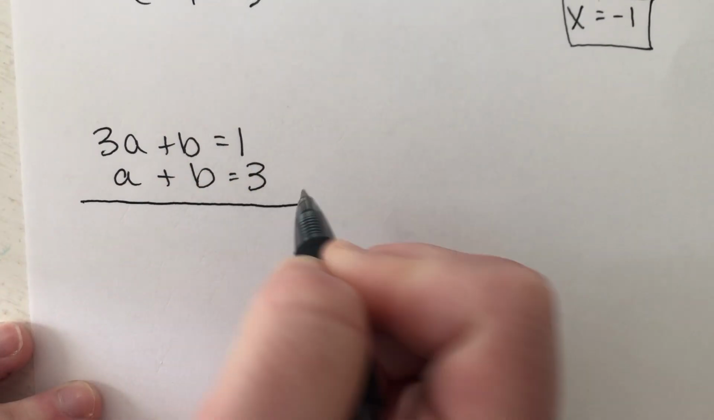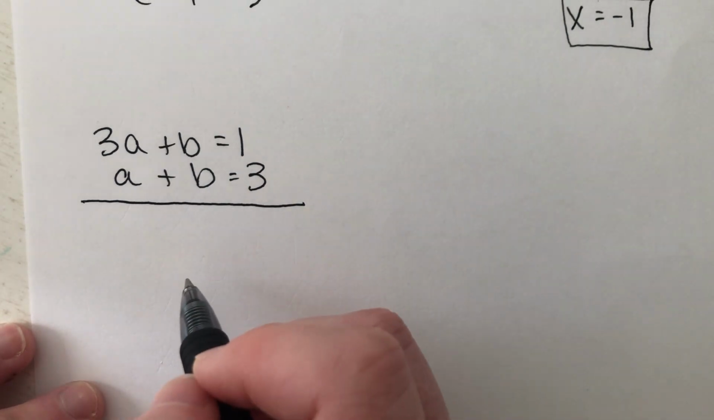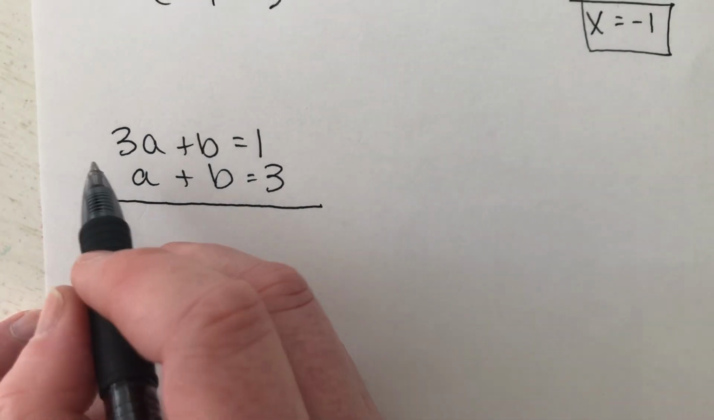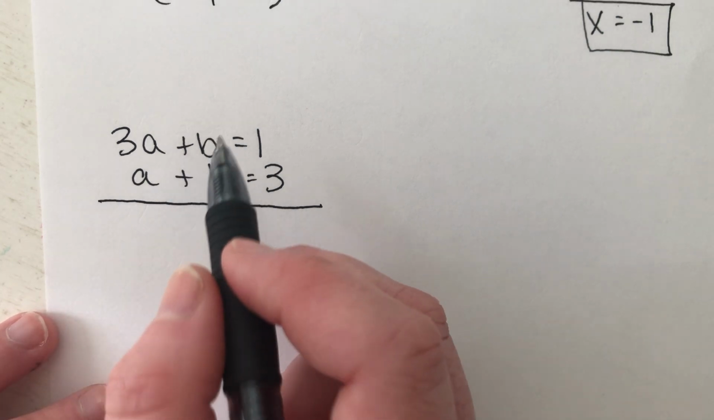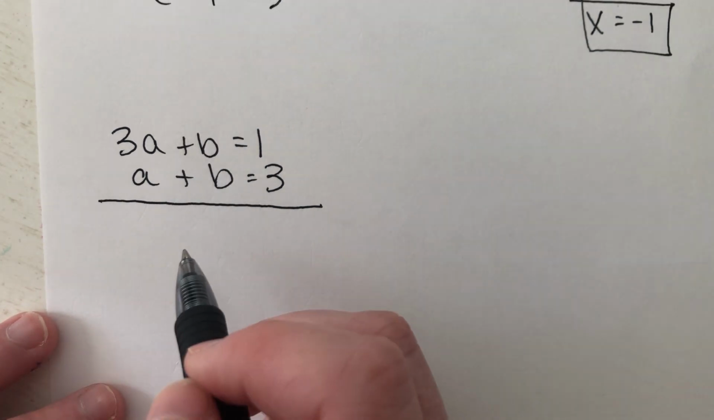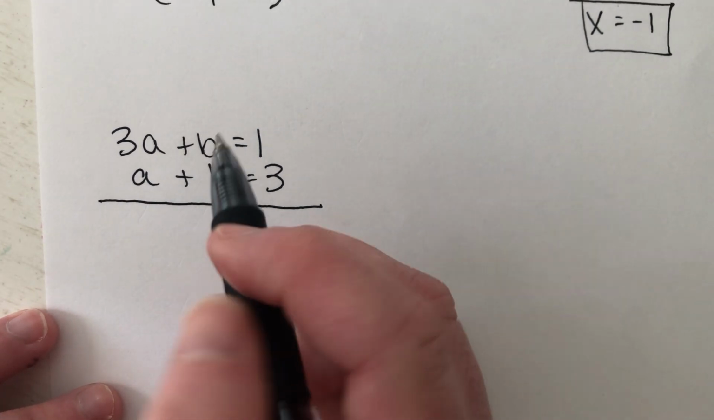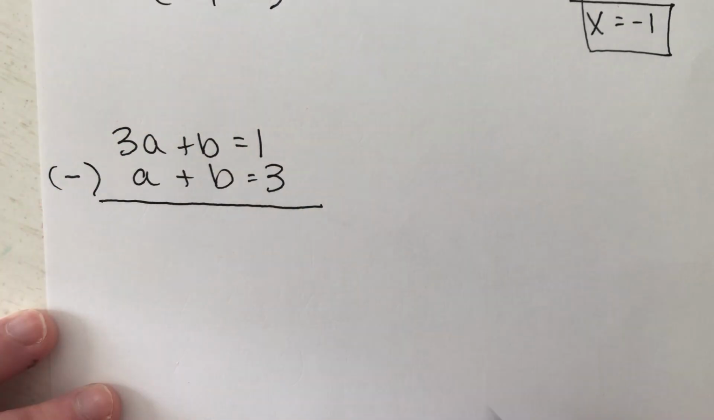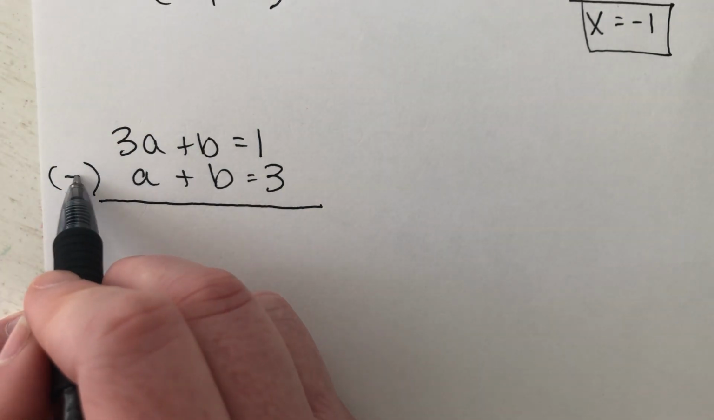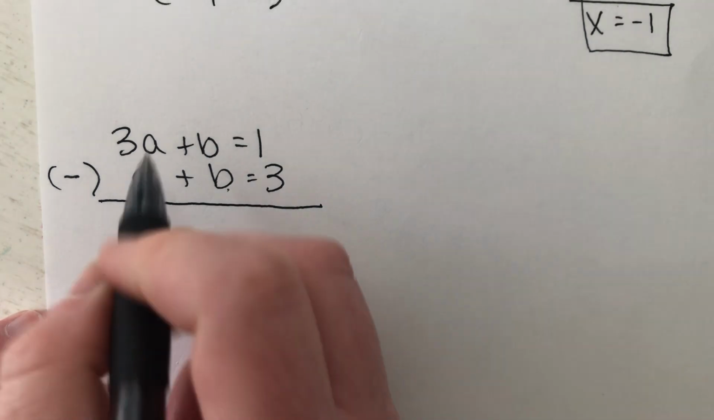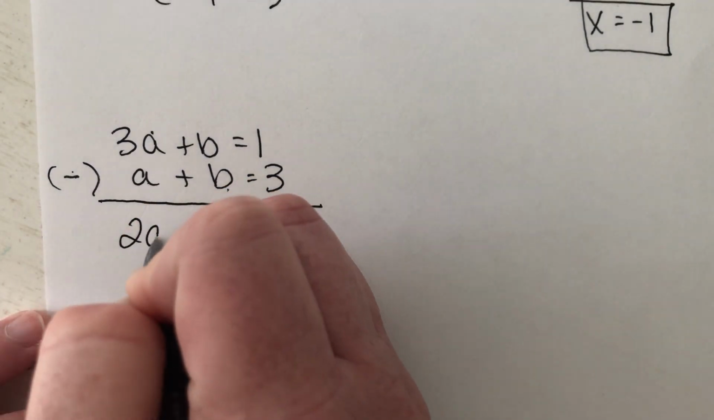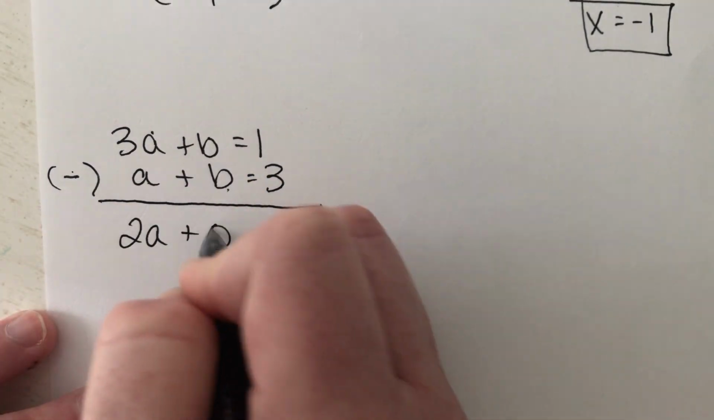So then the next thing I look at is, okay, do their signs match? Yes, they do. When the signs match, I can't add them because my whole goal is to eliminate, and b plus b is 2b. It doesn't go anywhere. So I'm going to subtract when they have the same sign. b minus b is 0. 3a minus a is 2a. b minus b is 0.